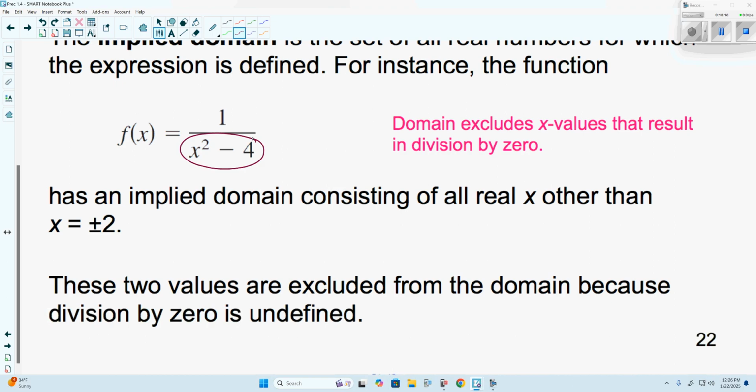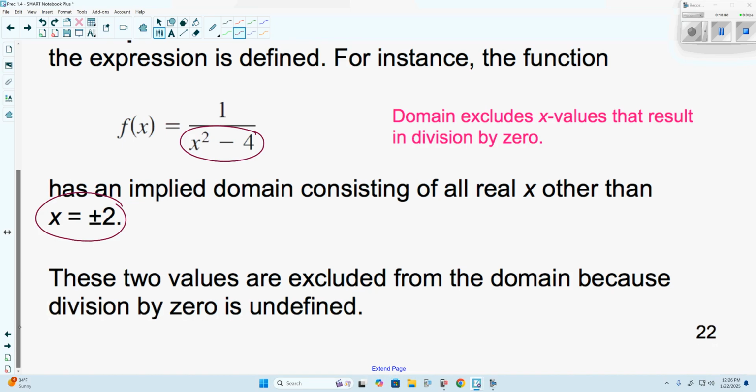Anything that's going to make this x squared minus 4 be 0. And if we solve this here, the two values that would make the denominator 0 are positive 2 and negative 2. So at those 2 points, it is undefined. There is not a value for it. So the domain can be written as negative infinity comma negative 2, union negative 2 to 2, union 2 to infinity, because we're trying to remove those 2 points. It's pretty much everything but 2 and negative 2. If we're writing this as a union.